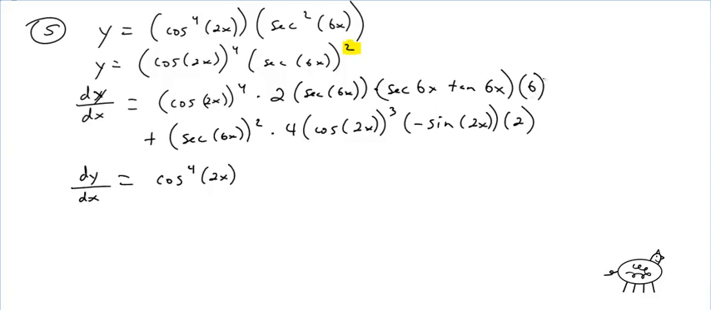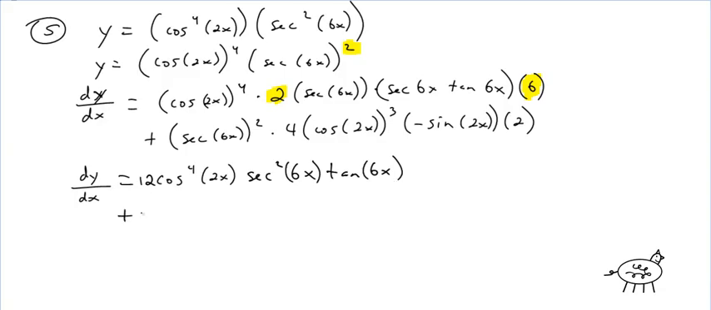And you guys see, let me highlight a couple things here. Here's a 2, and here's the 6. So really the number in front of this is 12. You guys agree with that? So it's 12 cosine to the fourth of 2x, and then it's secant of 6x and secant of 6x. So isn't that secant squared of 6x? And then times tangent of 6x. I'll put this in parentheses here.